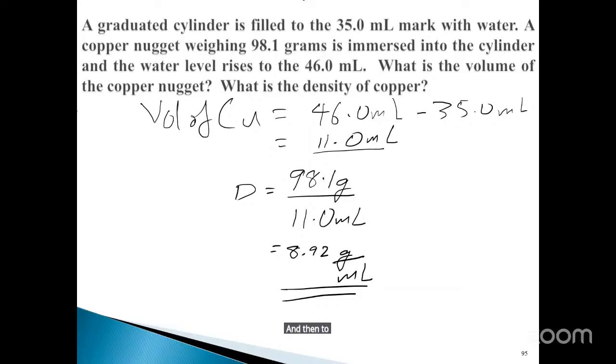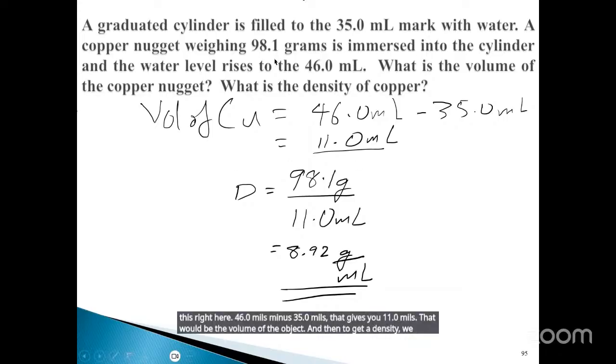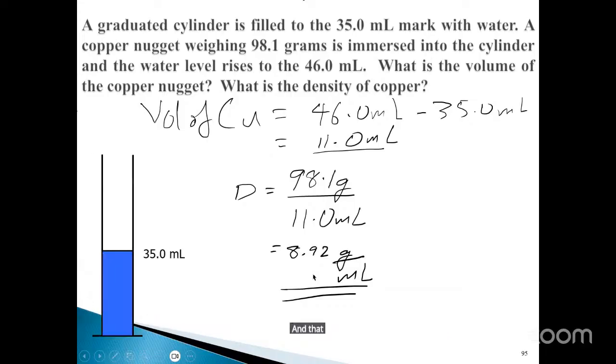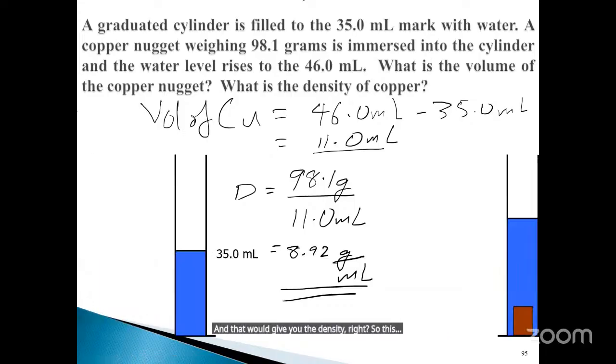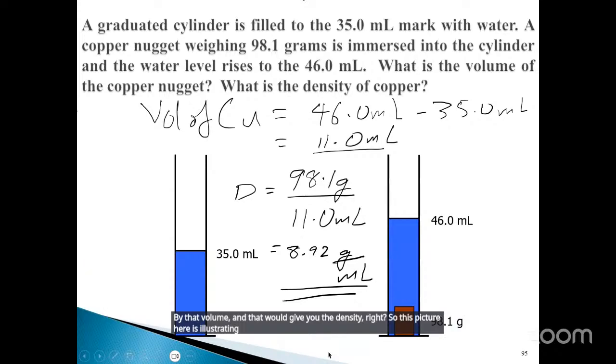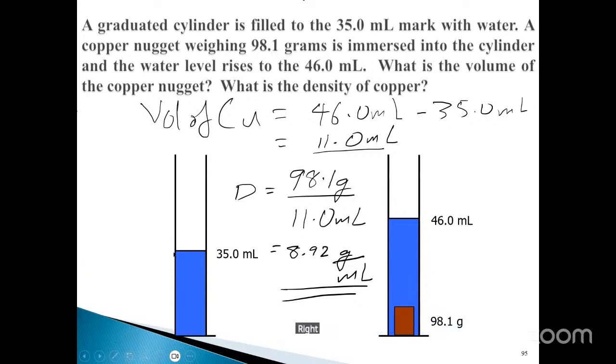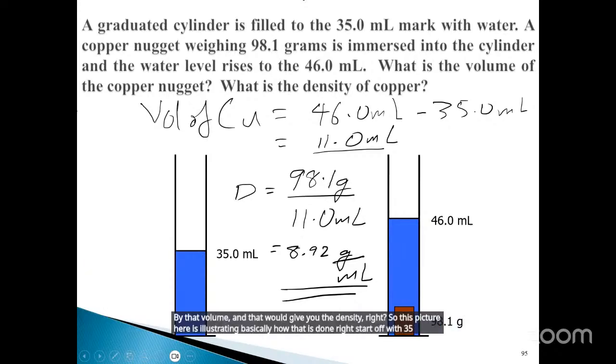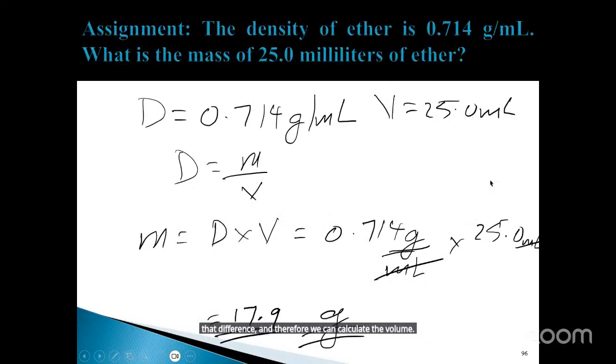And then to get the density, we just simply divide the 98.1 grams by that volume, and that would give you the density, right? So this picture here is illustrating basically how that is done. Start off with 35 mils, then you add your object, the liquid level goes up to 46 mils. That's how we get that difference, and therefore we can calculate the volume.